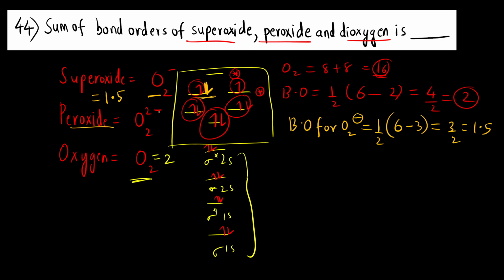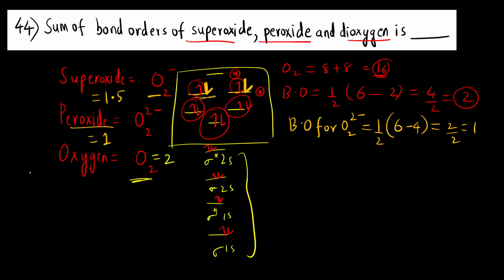Now we have to find out for peroxide. So we have to add one more electron. One more electron, so this 3 becomes 4. This will be for O2 2 minus. 6 minus 4 is 2. 2 divided by 2 is what? It is 1. So this is 1.